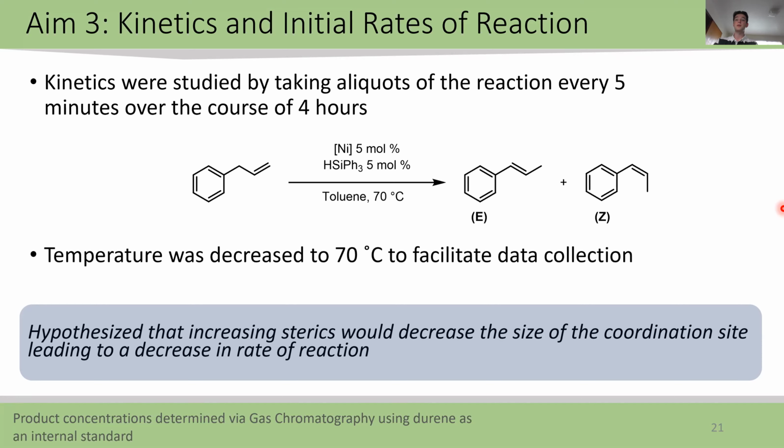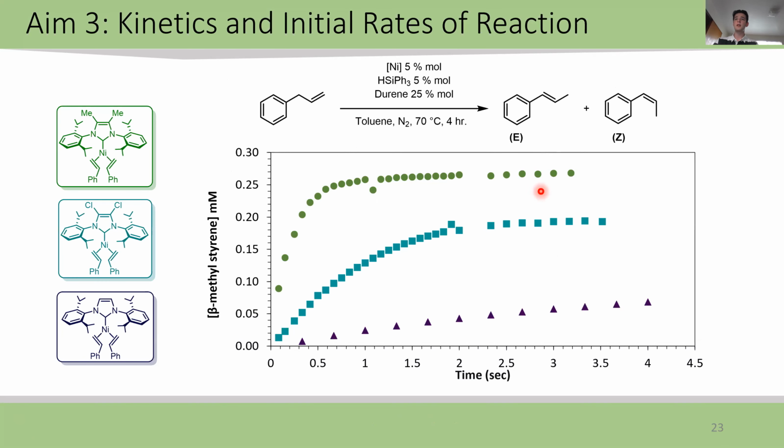And I'll remind you that it was hypothesized that increasing the sterics would decrease that coordination site and decrease the overall rate of reaction. Running this reaction, we noticed that contrary to the sort of lack of trend we saw in product distribution, there's a very clear trend with regards to the rate of reaction for these complexes. The largest complex, contrary to our hypothesis, reacted the fastest. The chloride complex reacted the next, and then the unsaturated nickel NHC had the slowest initial rate of reactivity.